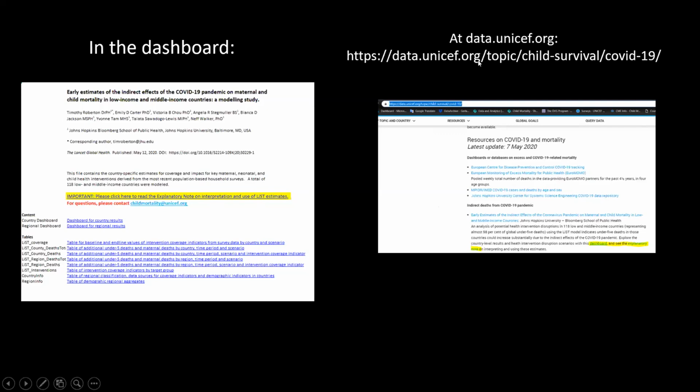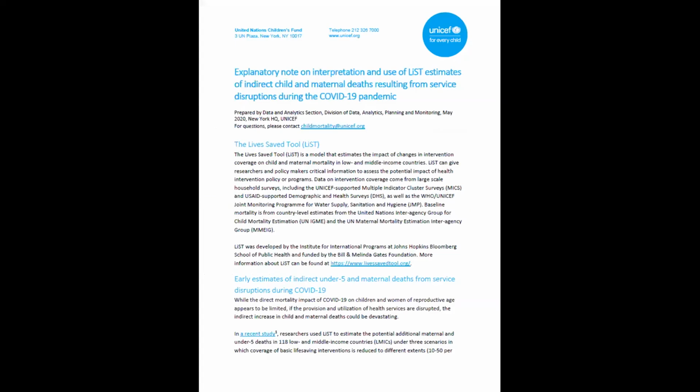It's also available at data.unicef.org on our Child Survival COVID-19 resource page, which you can see the URL here. This is just the first page of the explanatory note. We have a brief description of the LiveSave tool here, and as Tim and Emily pointed out, you can get more information about that at livesavetool.org. We also have a very brief description of the study results, and you can link to the study using the explanatory note here as well, in the recent study link.